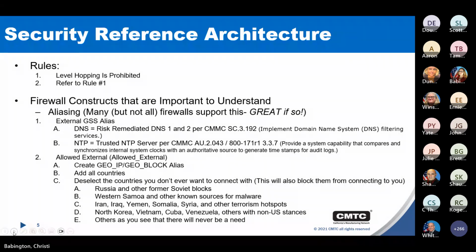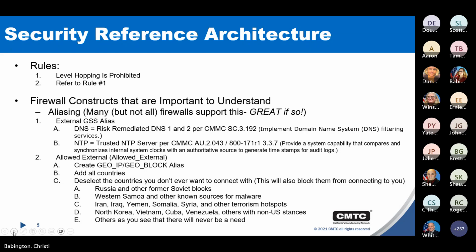So there's two rules. Level hopping is prohibited. And we're going to get into what that means in just a minute. And then number two, refer to rule one. There's only one rule with this, and there's actually an exception to that rule as well. External GSS, we talked about that.